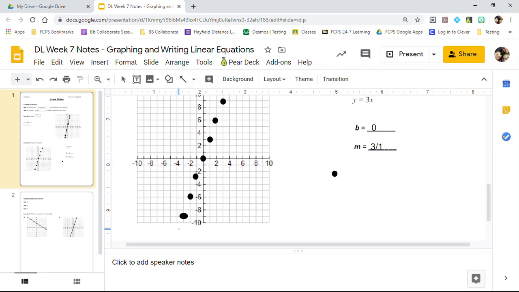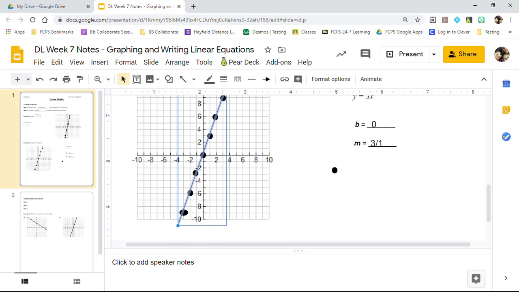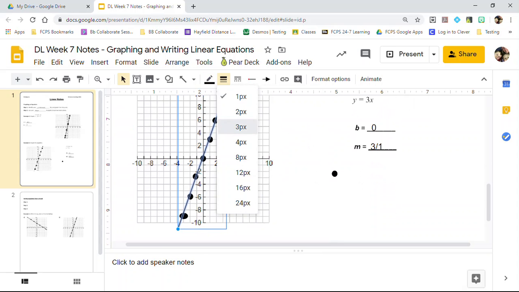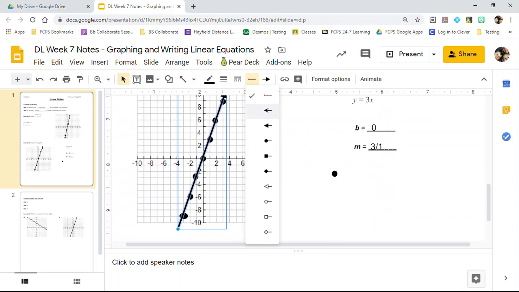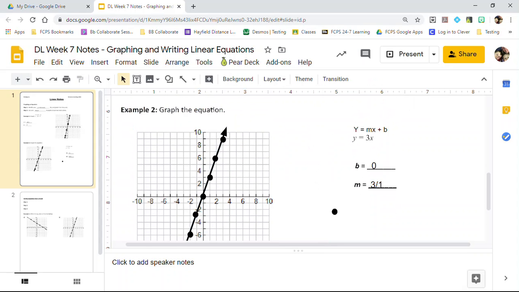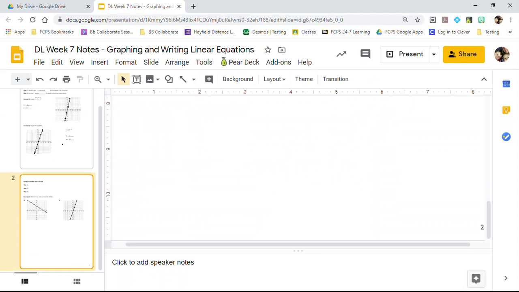I'm going to draw my line once again to go through all my points. And again, on this graph we weren't able to get them perfect, so we're just going to do the best that we can. And again, extend that all the way through. I'm going to change it to black, change the thickness, and add an arrow onto the other end. All right, there's my line. So that's just our review on graphing. So now let's take a look at writing those equations.